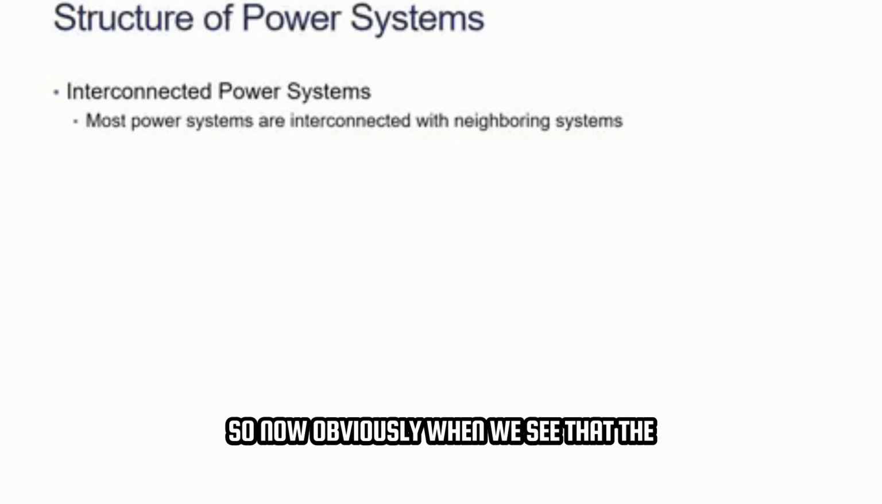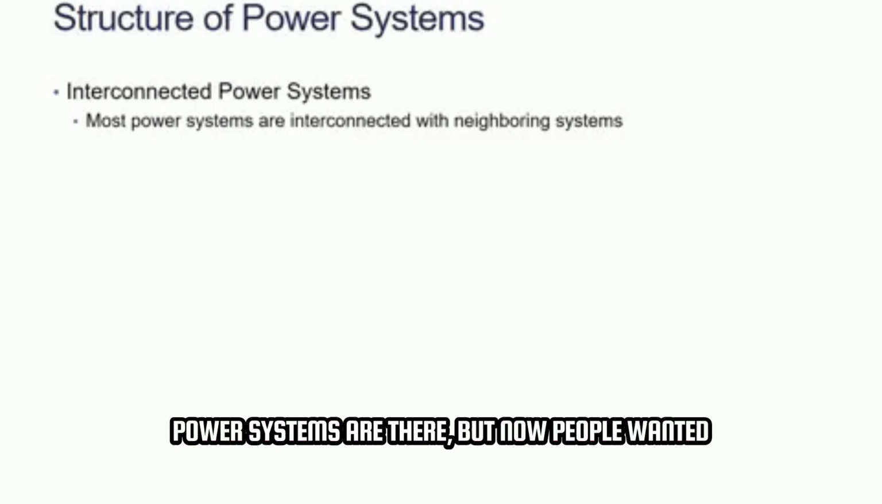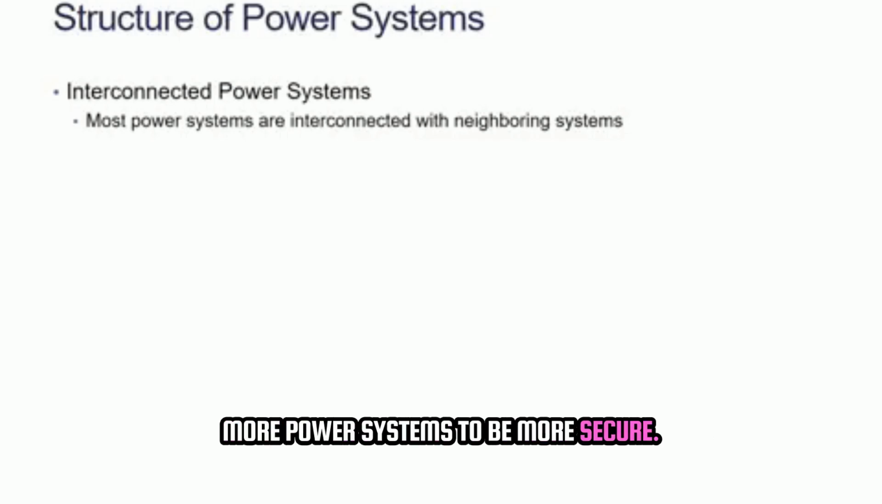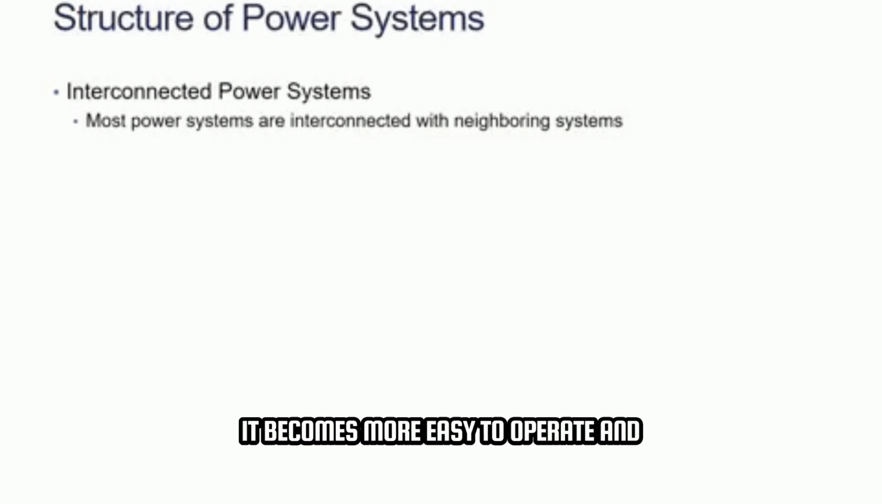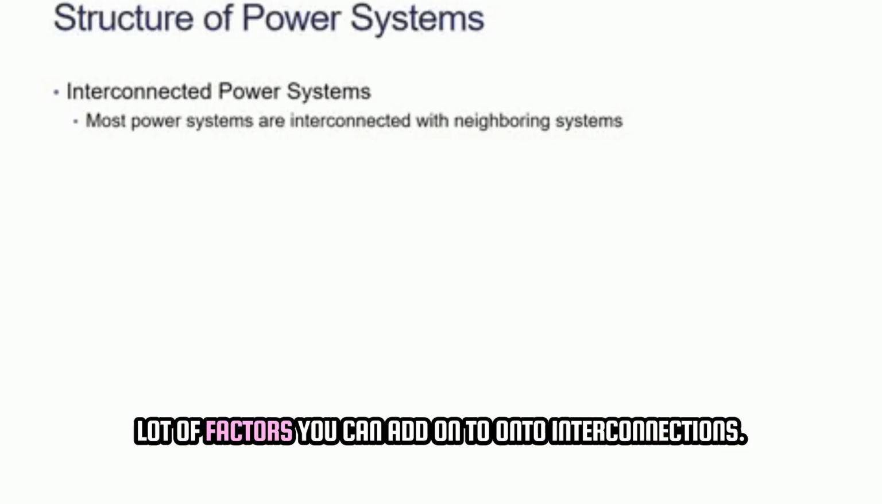So now, obviously, when we say that the power systems are there, people wanted power systems to be more secure. And the idea of securing more power is to connect different power systems. And when you connect different power systems, it becomes easier to operate, and it becomes smooth in process. It provides security, it provides reliability, it provides economical power. A lot of factors you can add onto interconnections.